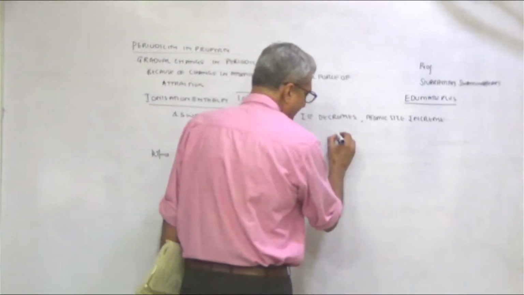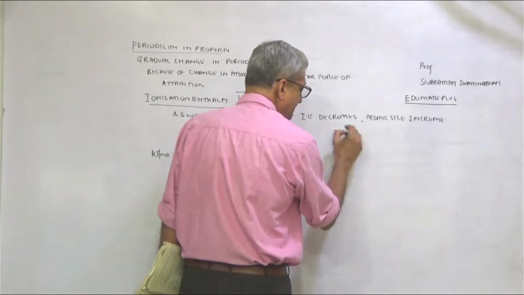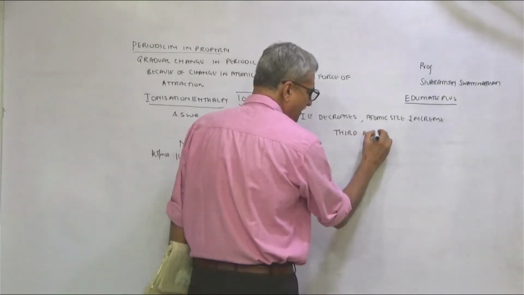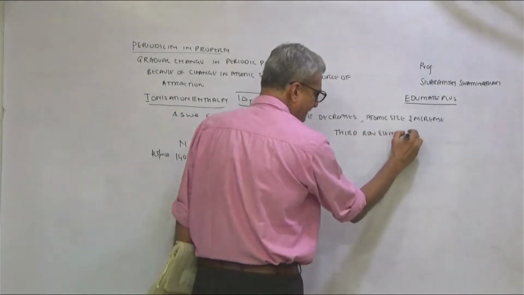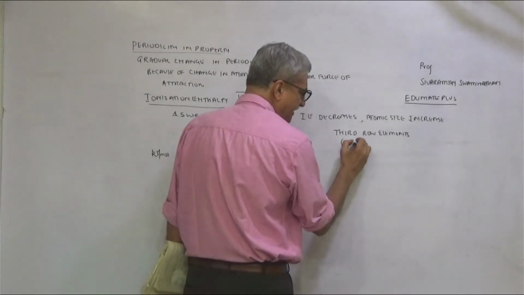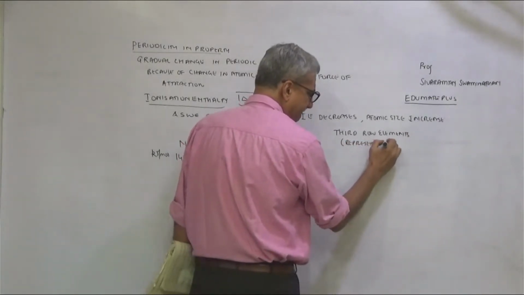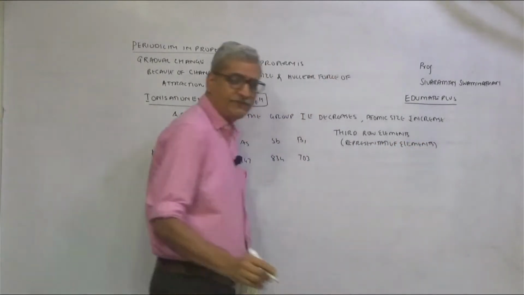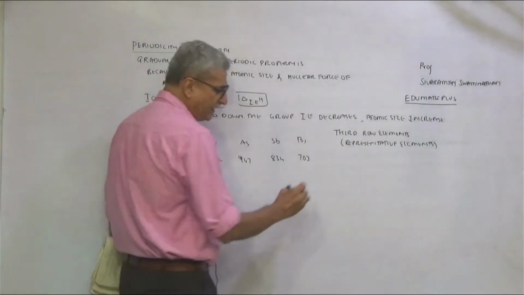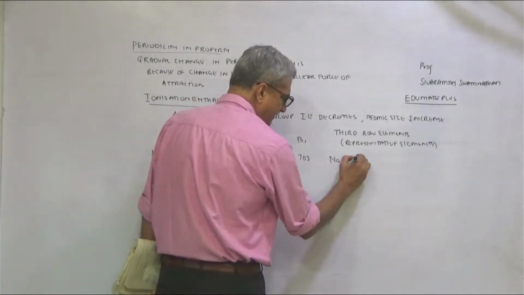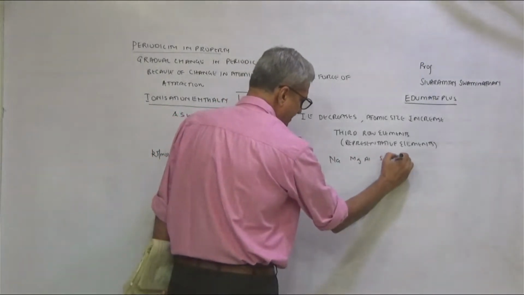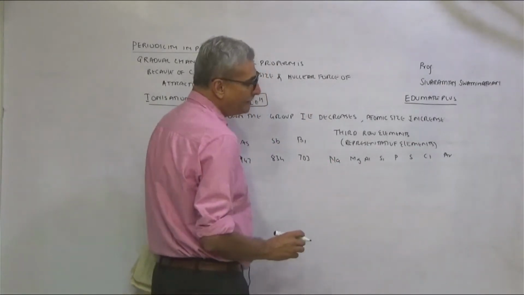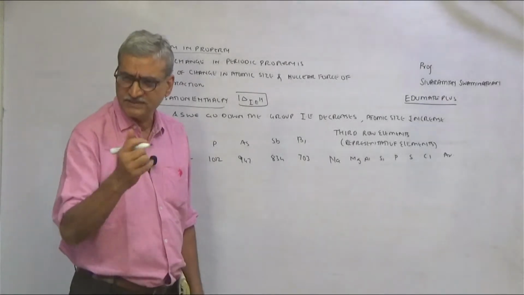Why are we talking about the third row elements? That will give us an idea of what question they can ask. We are talking about third row elements because they are the representative elements. They represent the group to which they belong. So we look at the third row elements: sodium, magnesium, aluminium, silicon, phosphorus, sulfur, chlorine. Of course, you have argon. Argon is an exception. It will have very high ionization enthalpy because it is inert.